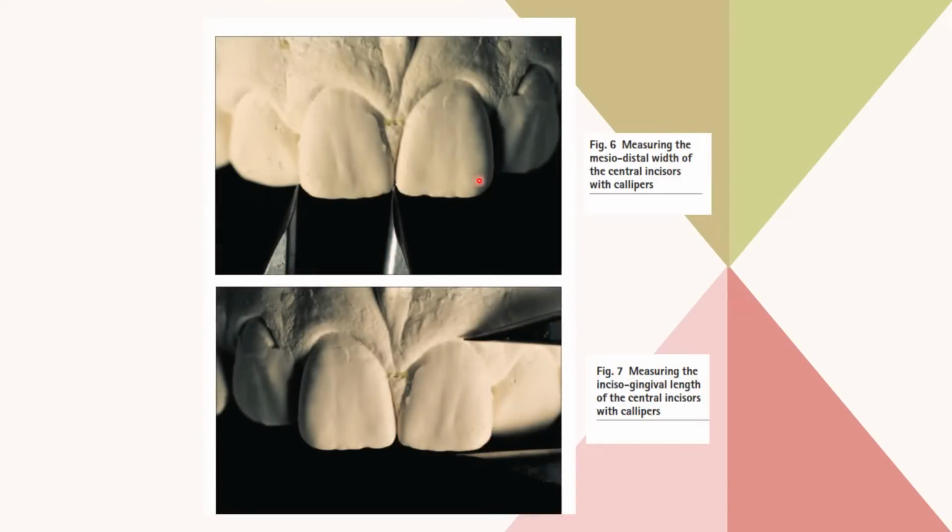Here, tooth size is determined by the mesiodistal width, which is divided by the incisogingival length, which yields the width by length ratio. Here it is measuring the incisogingival length of the central incisors with calipers, and this is the mesiodistal width of the central incisors with calipers.